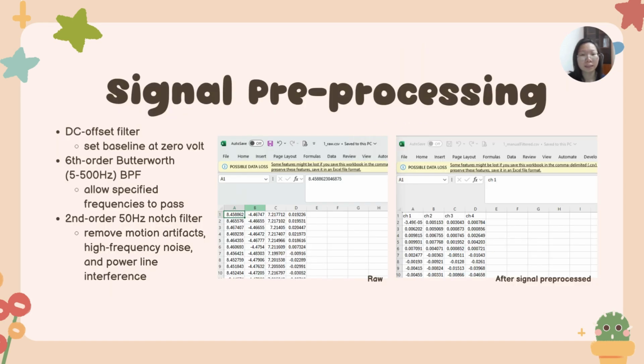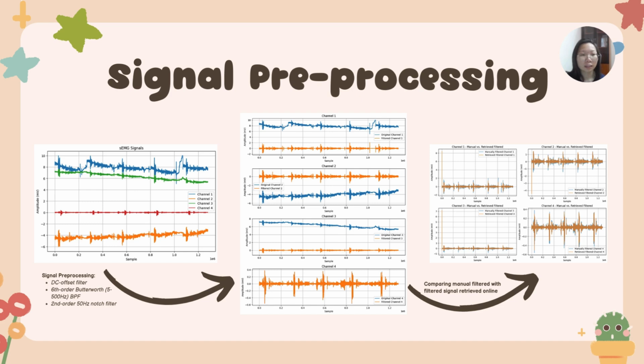To prepare the data for analysis, we apply the DC offset filter to set the baseline at 0 volt, and we go for a 6th order Butterworth 5 to 500 Hz bandpass filter to allow specific frequencies to pass, and then we proceed with a second order 50 Hz notch filter to remove motion artifacts, high frequency noise, and power line interference. So these are the diagrams of the signal pre-processing.